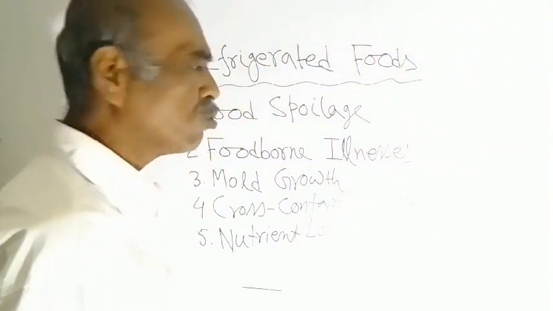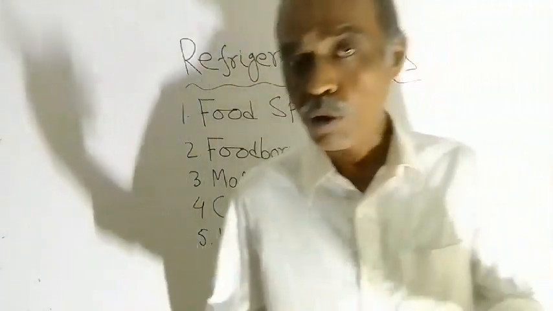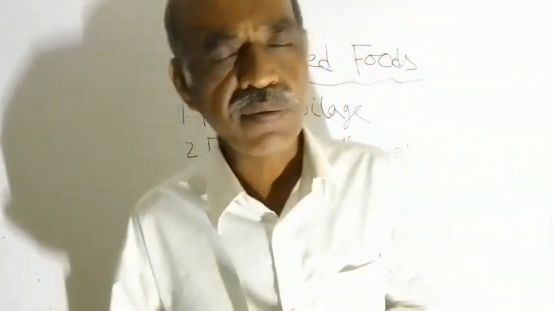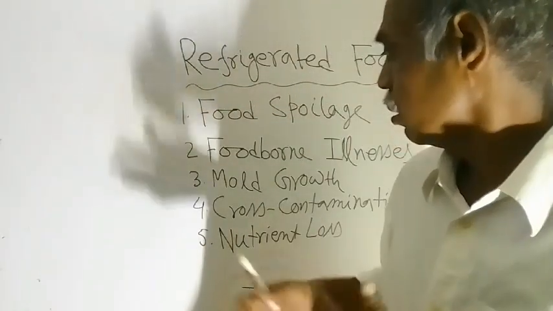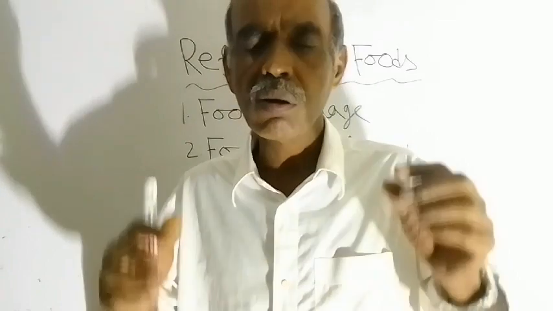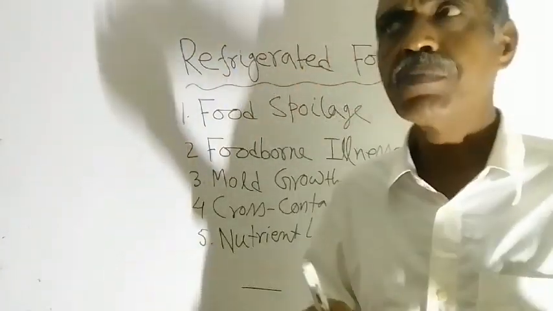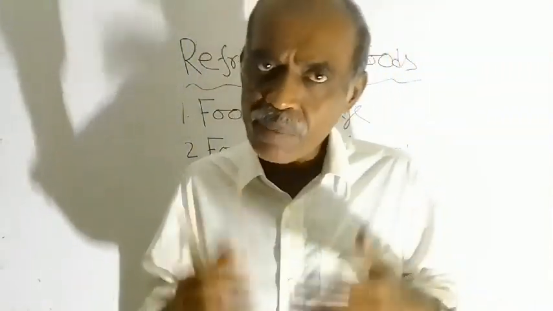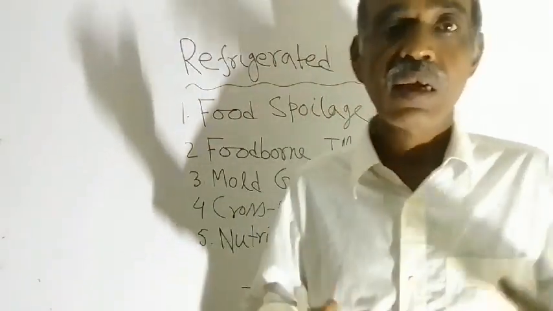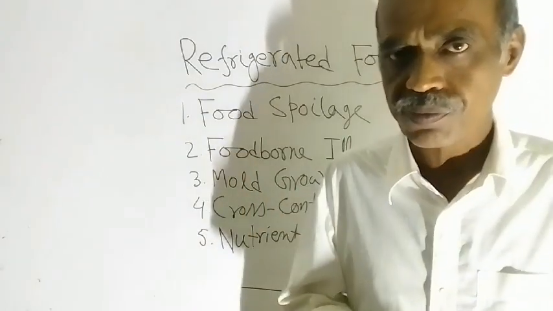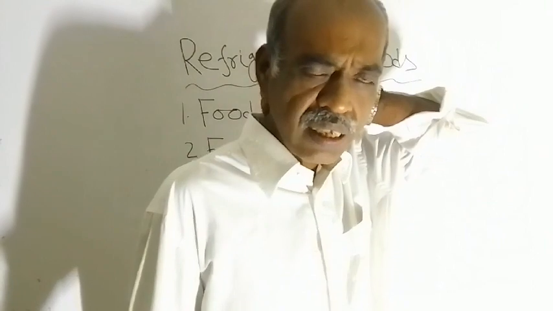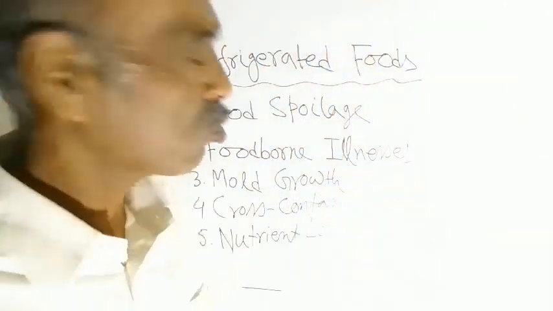Now come to the third point, mold growth. I have already told you in the very first point that food spoilage is there. If you keep foods inside the refrigerator for a longer period of time, mold growth will not be stopped fully. Some molds can grow in a cold environment also. Inside the refrigerator the environment is cold, that is known to you, but some molds can grow in cold weather or a cold environment also. So inside the refrigerator those molds can grow, and if you eat those moldy foods, then also there will be foodborne illnesses. So that was the third point.